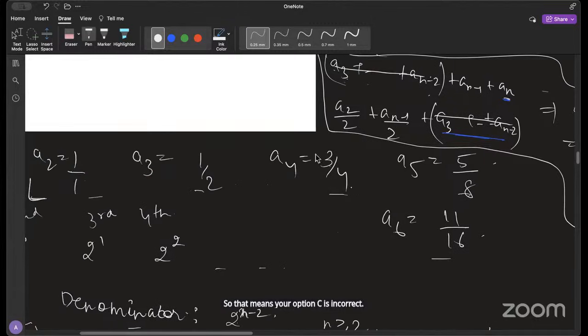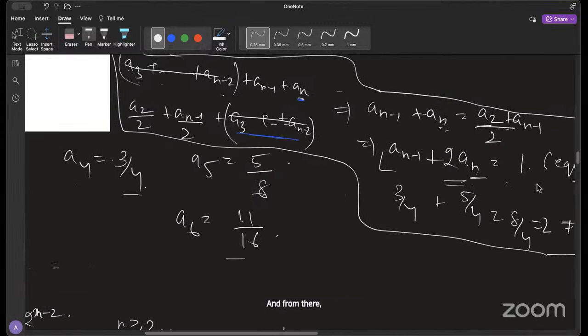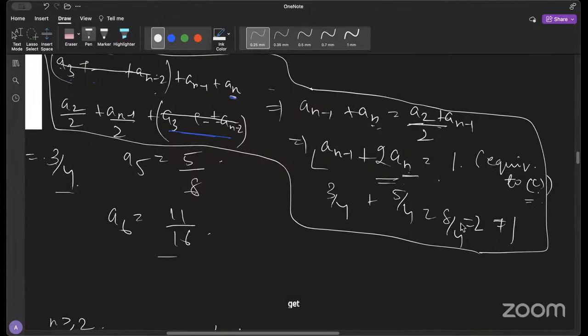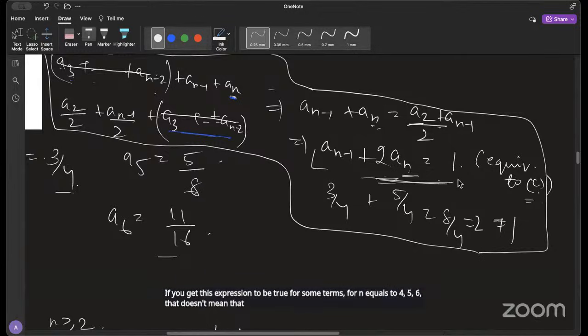Sometimes what happens is you might test some terms, and from there you might get these things equal. It doesn't mean that it's equal. If you get this expression to be true for some terms, for n equals to 4, 5, 6, that doesn't mean that it's true in general. For that, you need to prove that this is true.